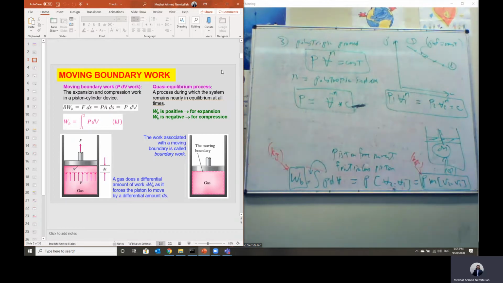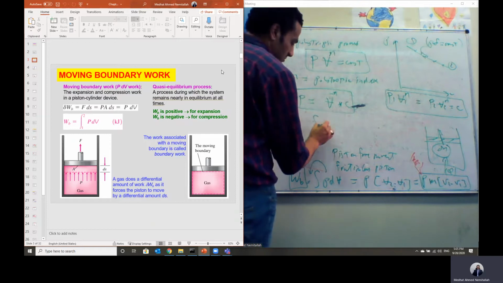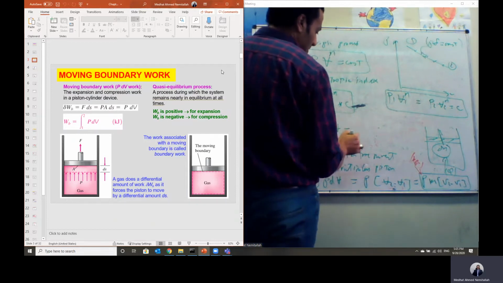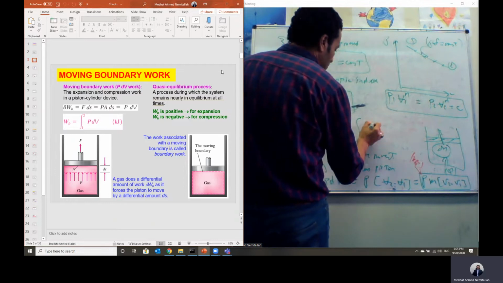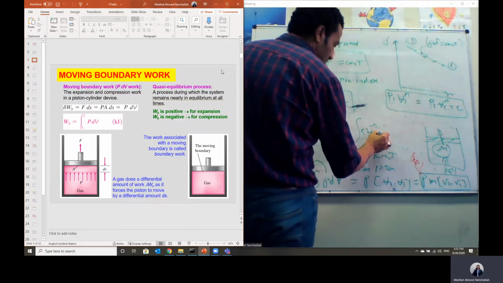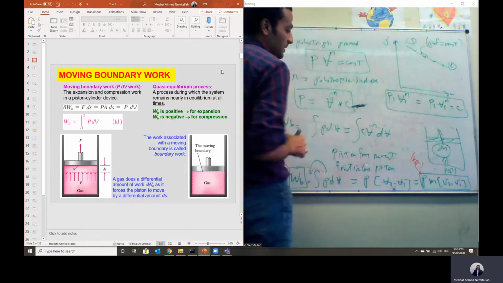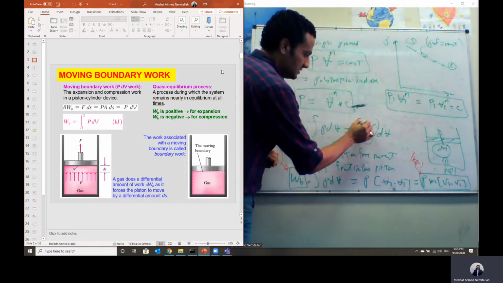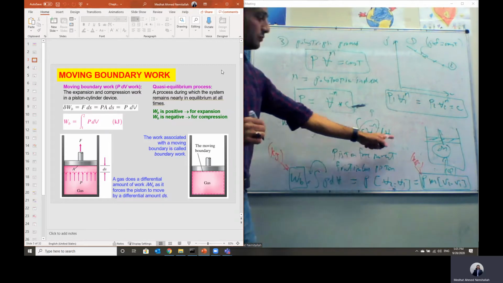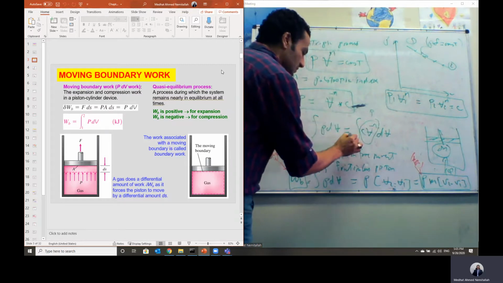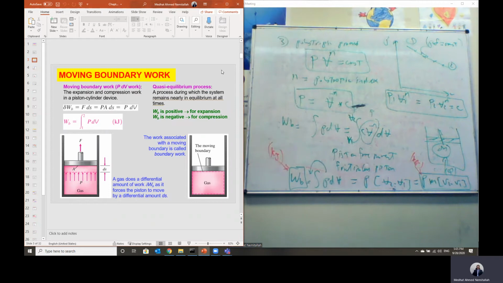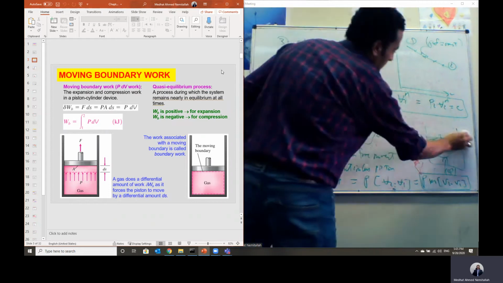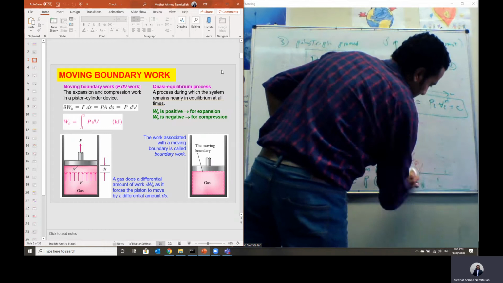But let's get back to this relation. Based on PV to the power n is constant, the pressure will equal V to the power minus n multiplied by the constant C. And then we apply the boundary work equation, which is equal to the integration of P dV. Pressure in this case is V to the power minus n multiplied by the constant C. This integration is from volume V1 up to volume V2. So let's do this integration.